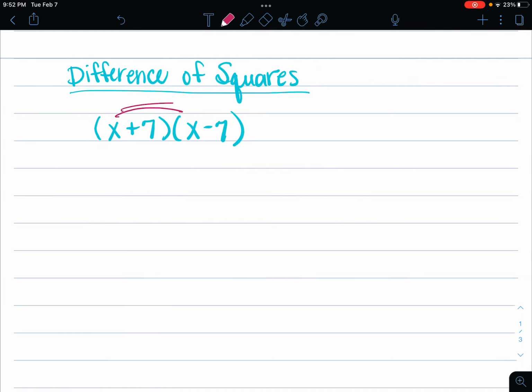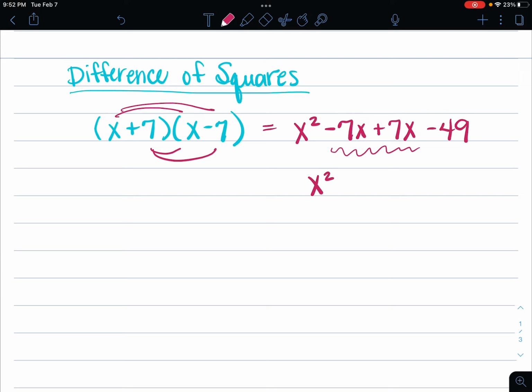So using the distributive property, here we go. I'm just going to distribute that x. So that's going to give me x to the second minus 7x. And then I'm going to distribute that 7. So that's going to give me a positive 7x. And then minus 49. So using the distributive property. Now notice what happens on your like terms in the middle here. Negative 7 plus 7, that's 0. So it adds out. And all I'm left with is the x squared and the minus 49.